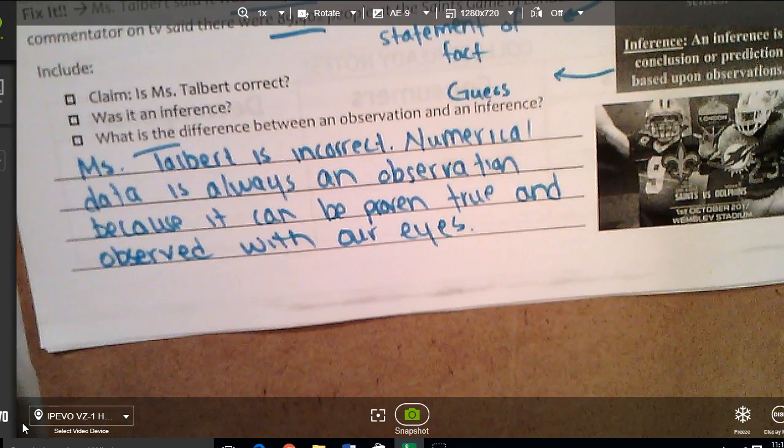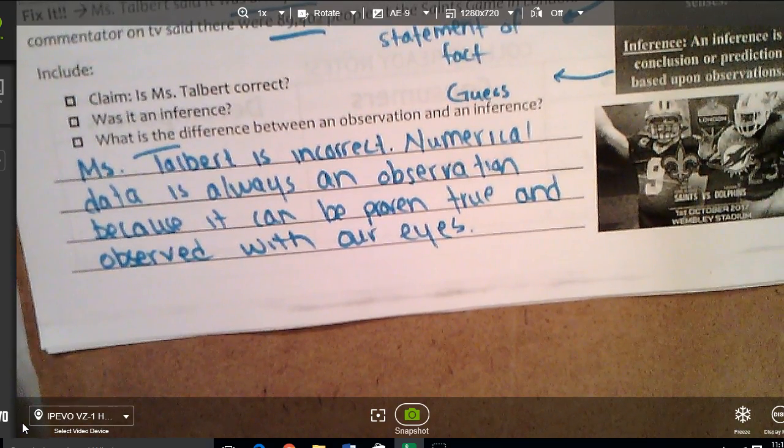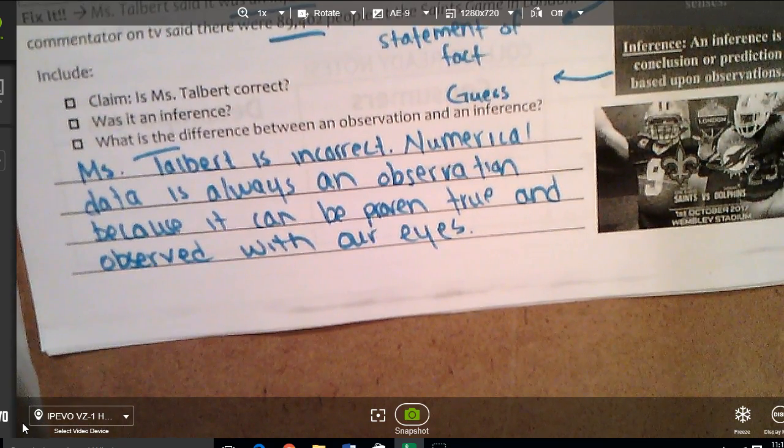Ms. Talbert is incorrect. Come on, Ms. Talbert, what's wrong with you? Numerical data is always an observation because it can be proven true and observed with our eyes.